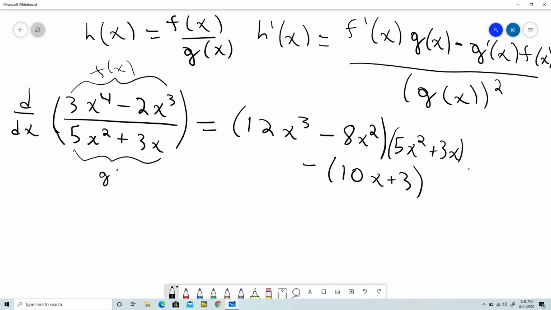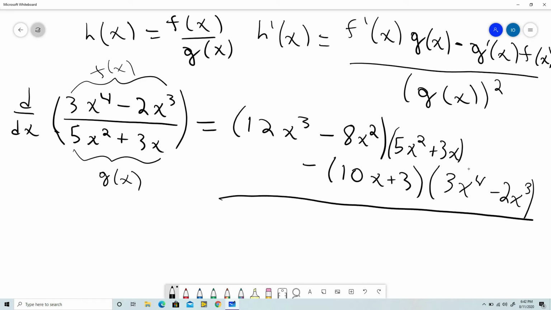So we're deriving g of x times 3x to the fourth minus 2x cubed. So we're keeping f of x the same. And the denominator would just be 5x squared plus 3x squared. And that's how you use the quotient rule. Let's move on to the chain rule now, which is going to be the last shortcut we're going to learn today.